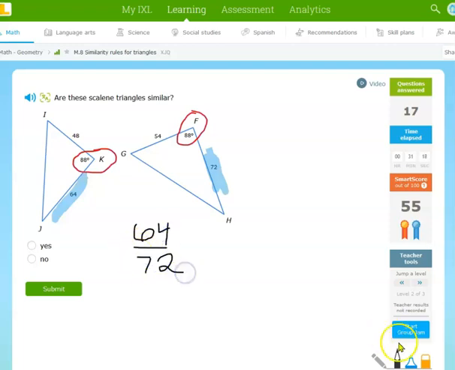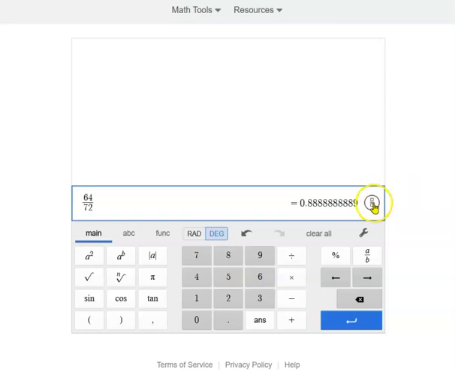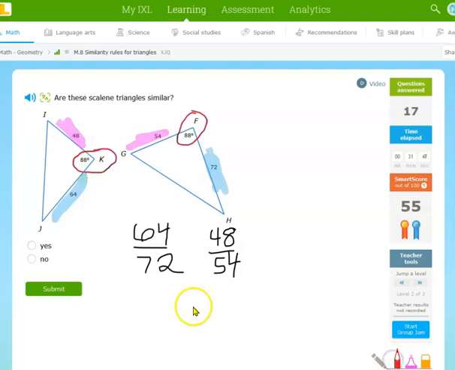And then we need to be able to compare this to something. So let's do the other set of sides. So we're going to do 48 and 54. We'll do left over right again. Keep it consistent. 48 over 54. Let's put these into the Desmos calculator. So 64 over 72. Click on this little circle. 8/9 is what that simplifies to. I'm going to write that right here. 8/9. And then 48 over 54.